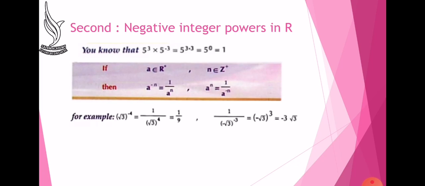For example, root 3^negative 4, we can't leave the power negative. So we can convert the power to the positive by taking the multiplicative inverse of the number, which is 1 over root 3^4 equals 1 over 9. The same as 1 over (negative root 3)^negative 3. We can't leave negative 3 in the power. We convert it to its multiplicative inverse, which is (negative root 3)^3 equals negative 3 root 3.